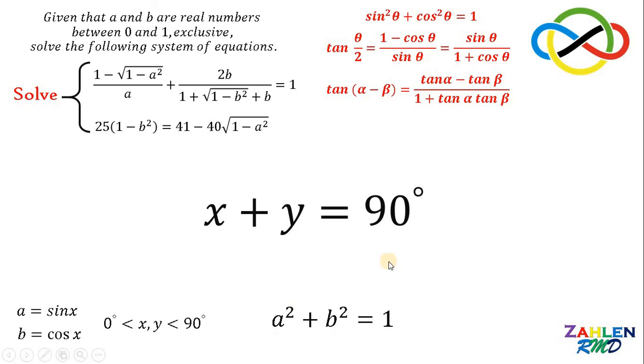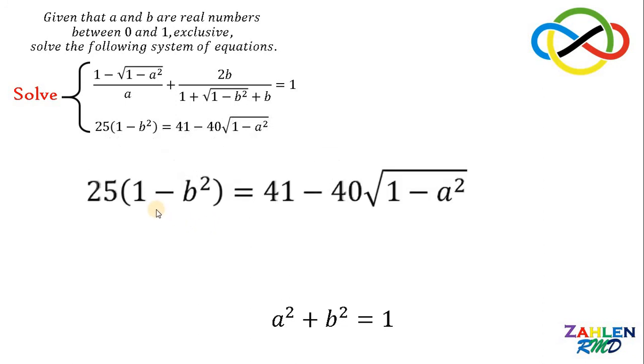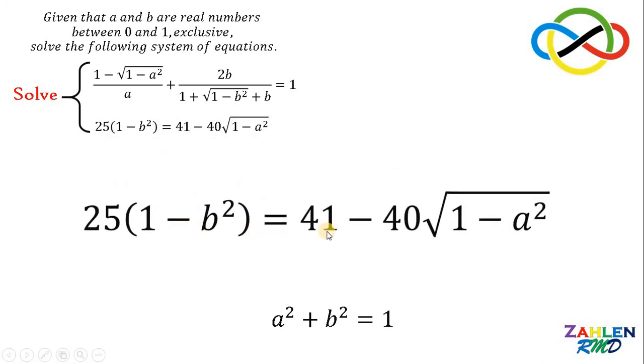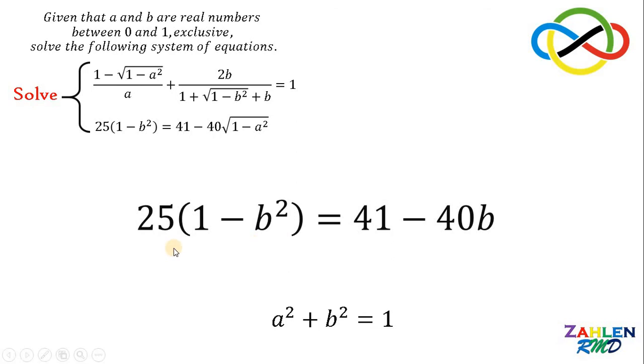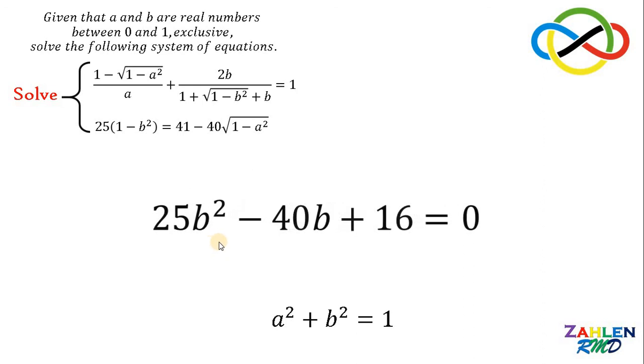Now, at this point, we are ready to finish this equation. So, let's take our second equation. We have 25 times (1 - b²) = 41 - 40 times √(1 - a²). Using this equation on the bottom, we can say that √(1 - a²) is equivalent to just b. Now, distribute 25. We have 25 - 25b² = 41 - 40b. Now, equate this to 0. This will give us 25b² - 40b + 16 = 0.